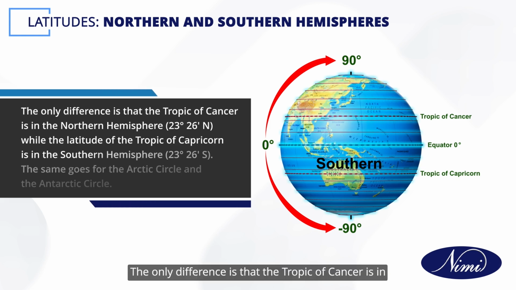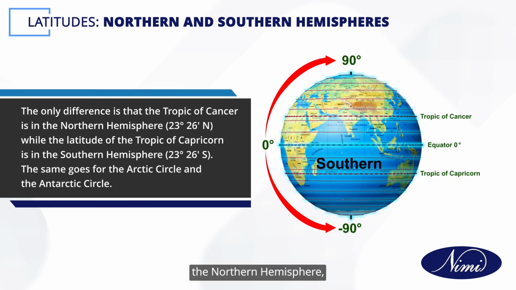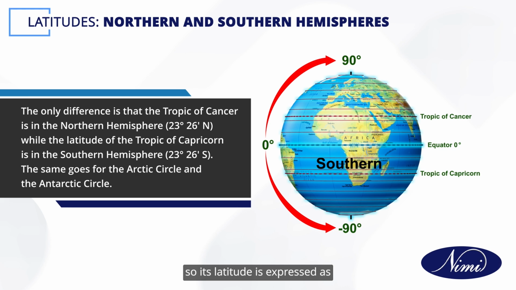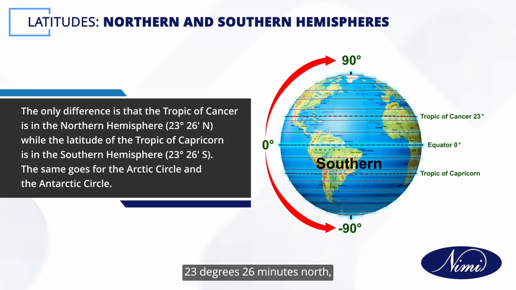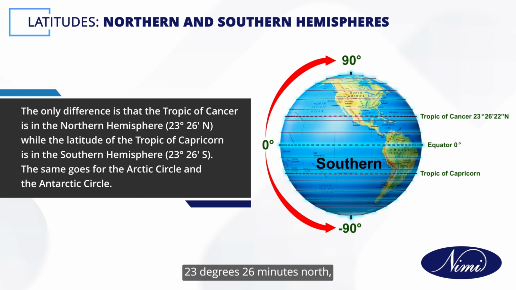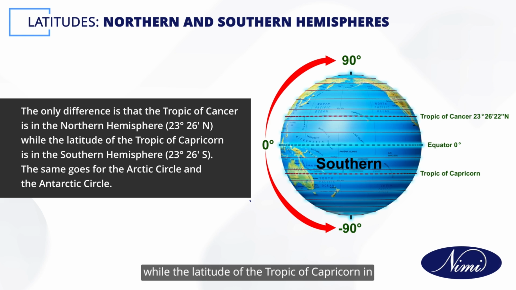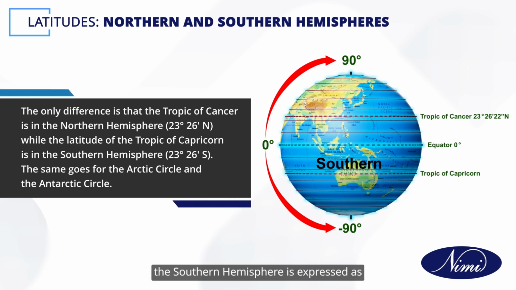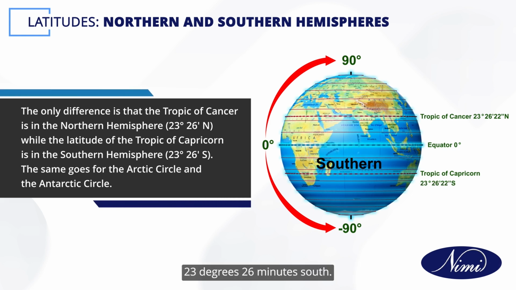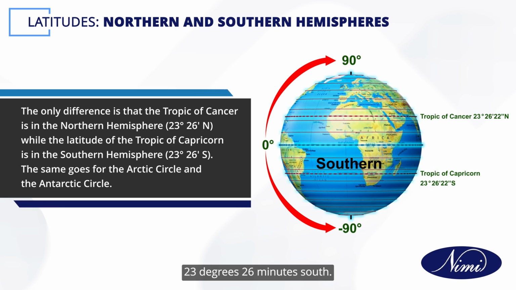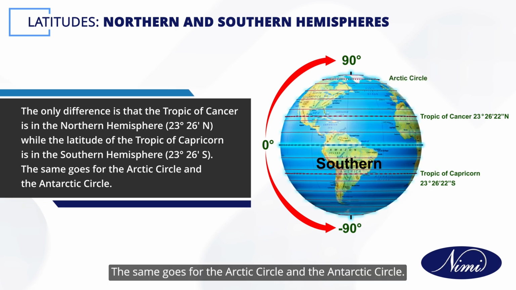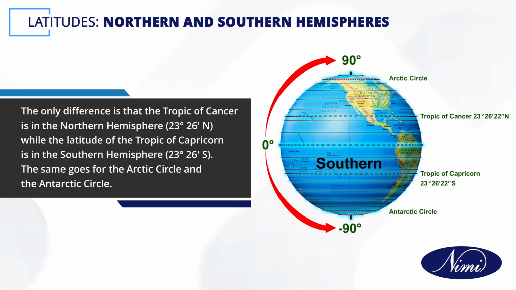The only difference is that the Tropic of Cancer is in the northern hemisphere, so its latitude is expressed as 23 degrees 26 minutes north, while the latitude of the Tropic of Capricorn in the southern hemisphere is expressed as 23 degrees 26 minutes south. The same goes for the Arctic Circle and the Antarctic Circle.